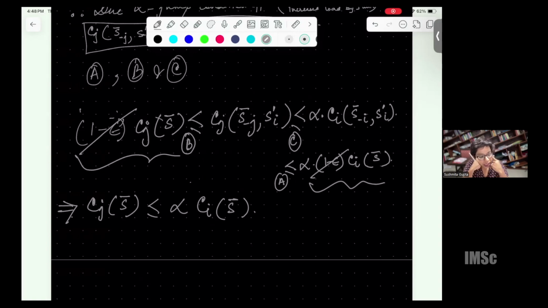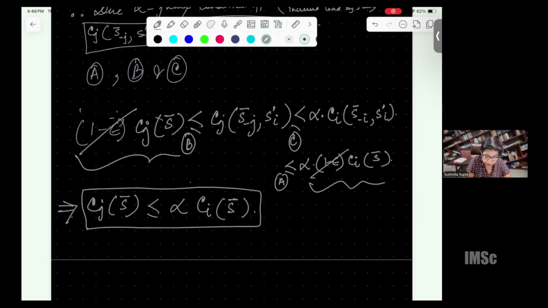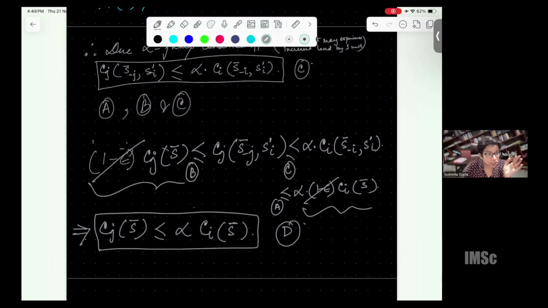So it means that the cost of all those players, an arbitrary player J, in this S, in the original strategy, can only be at most alpha times the cost experienced by the max gain player from the initial state. That's what this means. Correct? Is this true for any J, or for the J for which it is not an epsilon move? It's for any J.